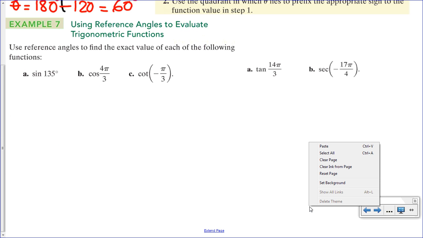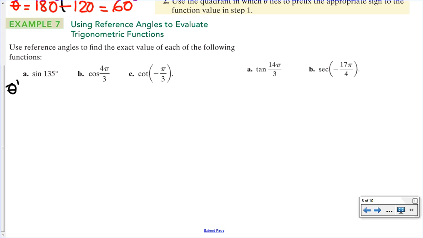Okay, so we have sine of 135, and I think we already know what the reference angles are, right? For 135, in this case, theta prime was 180 minus 135. So that gives me 45 degrees.